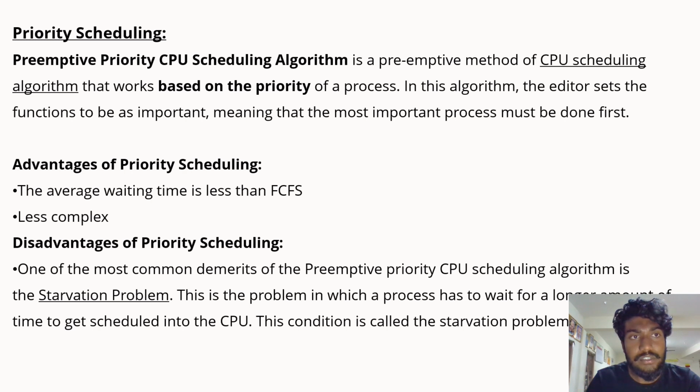Disadvantages of priority scheduling: one of the most important demerits of the preemptive priority CPU scheduling algorithm is the starvation problem. This is the problem in which a process has to wait a long time to get scheduled on the CPU. This condition is called the starvation problem.